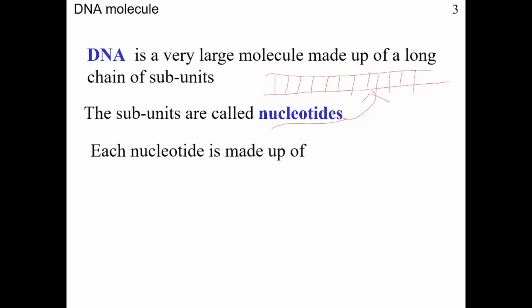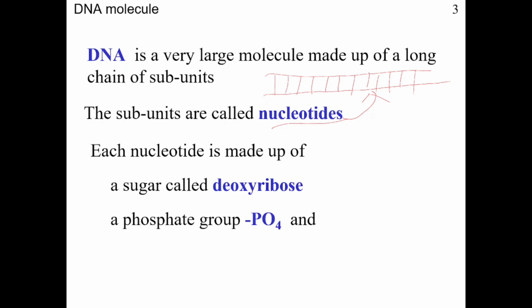Each nucleotide is made up of a sugar called deoxyribose, a phosphate group, and an organic base. There are three substances required for a nucleotide.